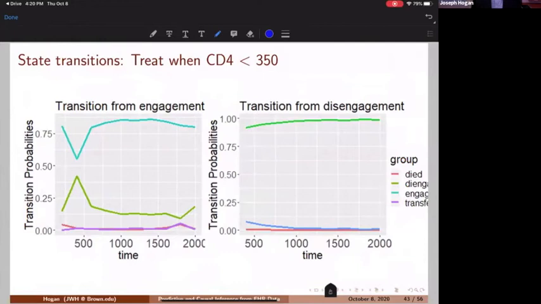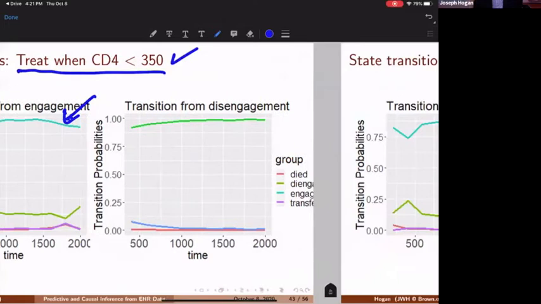All right, the thing to pay attention to here is this turquoise line. If you look at the policy tree when CD4 is less than 350, this gives you transition probabilities for going from engaged to engaged, that's what this turquoise line is, over time. What we found is that it's early in the process where people have the highest risk of dropping out. Right after you're engaged in care, right after maybe you're put on treatment, you have the highest risk of dropping out, if this is the regimen.